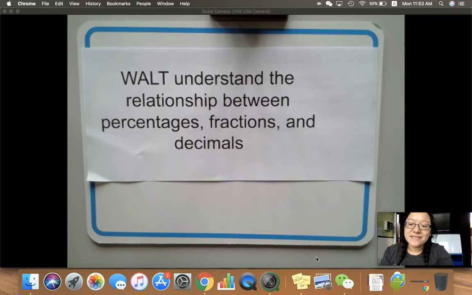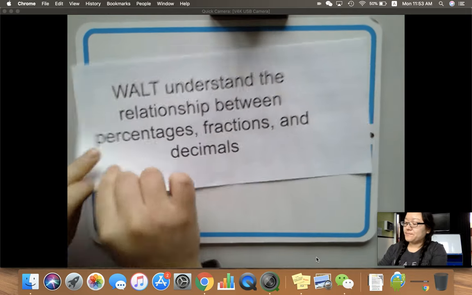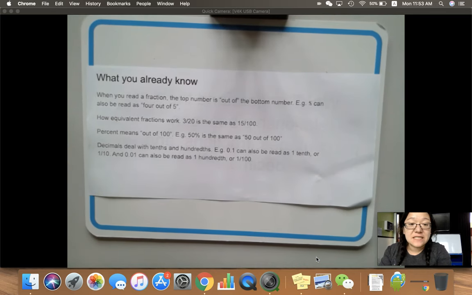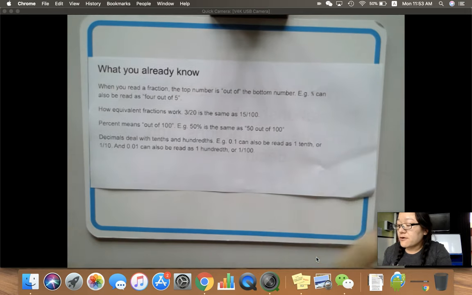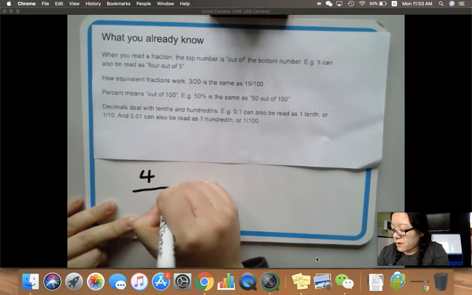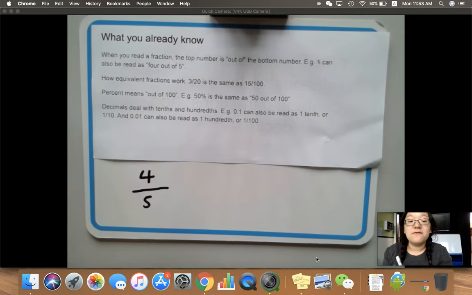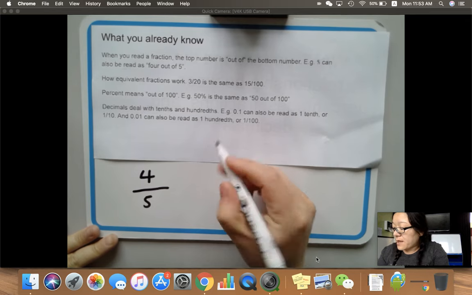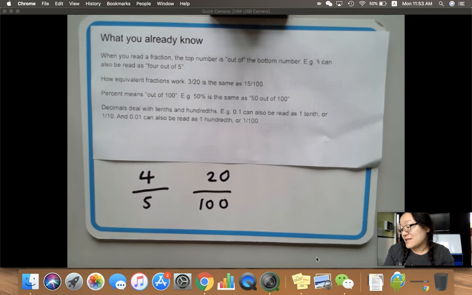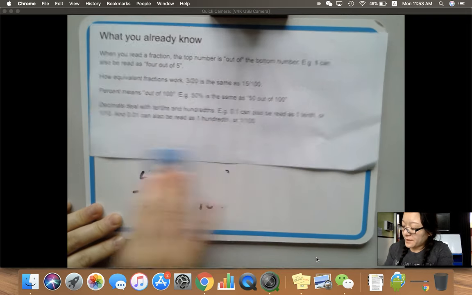Today we are learning to understand the relationship between percentages, fractions, and decimals. So you already know quite a lot about fractions, percentages, and decimals, and you have a general idea of the relationship between them. For example, you know that when you read a fraction, the top number is out of the bottom number. For example, 4 over 5 can also be read as 4 out of 5. And 20 over 100 can also be read as 20 out of 100.